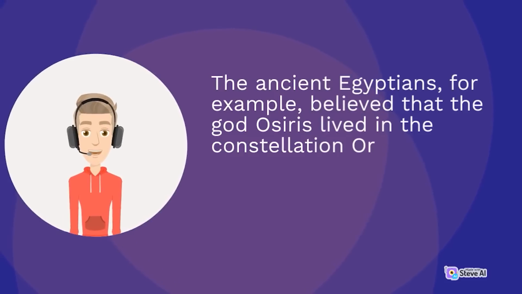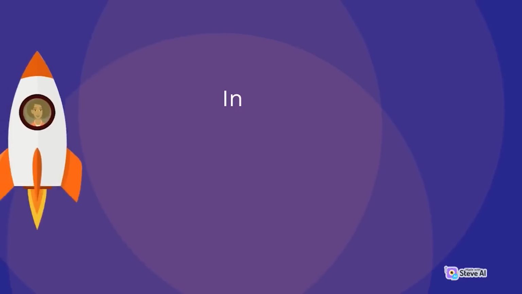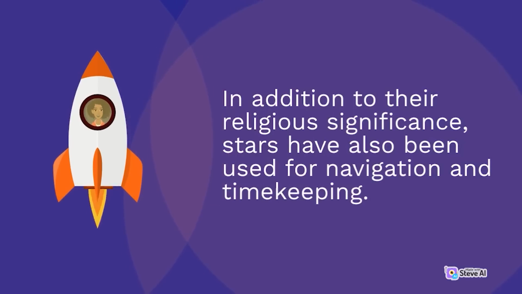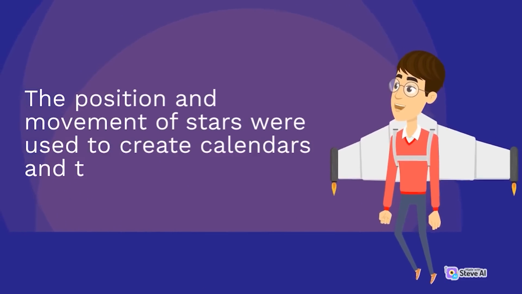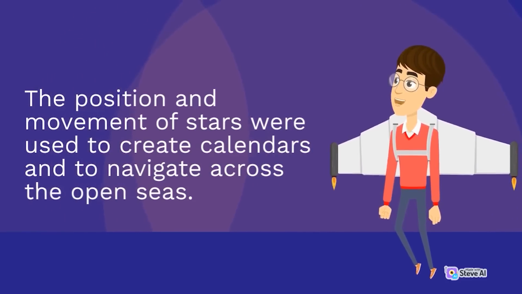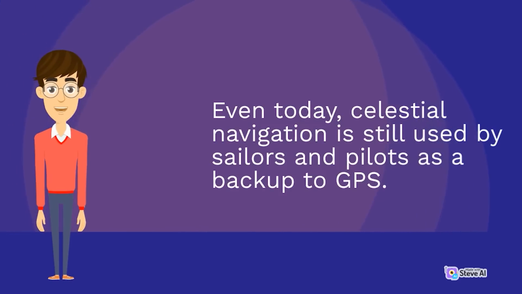The ancient Egyptians, for example, believed that the god Osiris lived in the constellation Orion, while the Greeks believed that the goddess Athena lived in the constellation Ursa Major. In addition to their religious significance, stars have also been used for navigation and timekeeping. The position and movement of stars were used to create calendars and to navigate across the open seas. Even today, celestial navigation is still used by sailors and pilots as a backup to GPS.